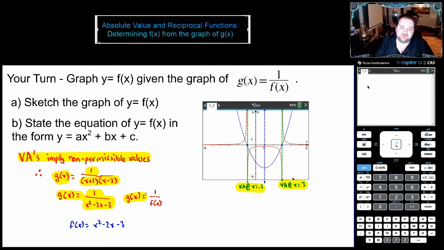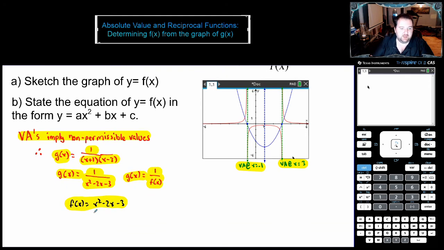And I'd remember that g of x is equal to 1 over f of x, and that leads me to this equation here, x squared minus 2x minus 3. Now, I have to be a little bit careful, don't I? Because this equation is operating under the assumption that my a value is 1. And do we know that my a value is 1 definitively? Not yet. So this could be the equation, but we're not going to lock it in just yet. We're going to do a little bit more of an analysis of our graph.